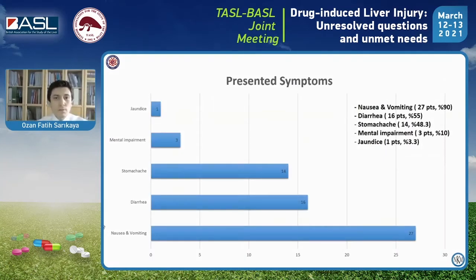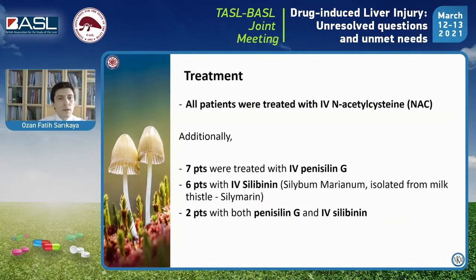The most common presented symptoms were nausea and vomiting, as 90%, 27 patients had them. The least common was jaundice, as 1 patient had jaundice. All patients were treated with IV N-acetylcysteine, and additionally, 7 patients were treated with IV penicillin G, 6 patients with IV silibinin, and 2 patients with both penicillin G and IV silibinin.